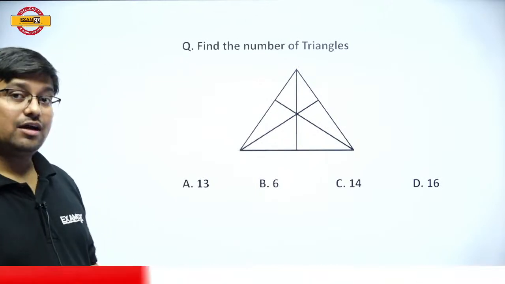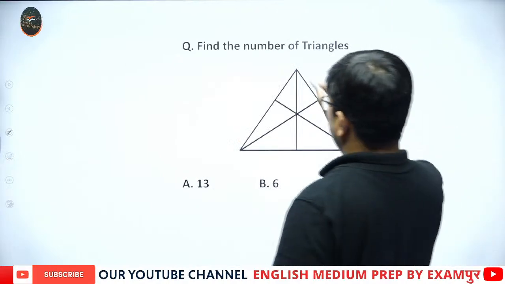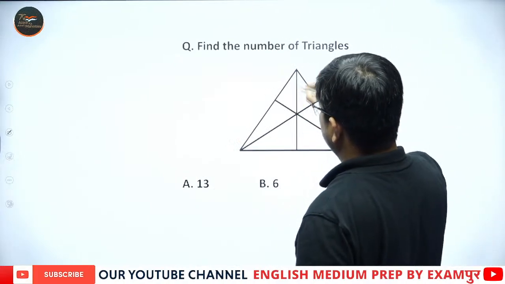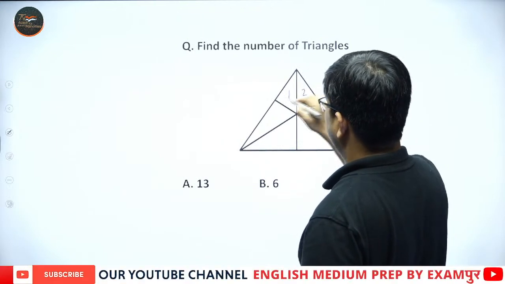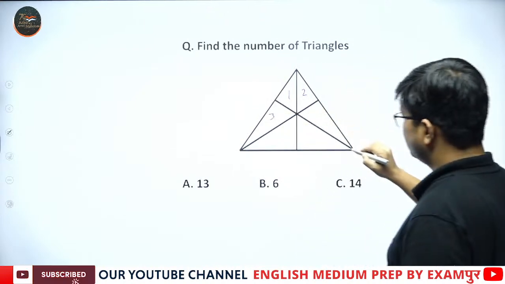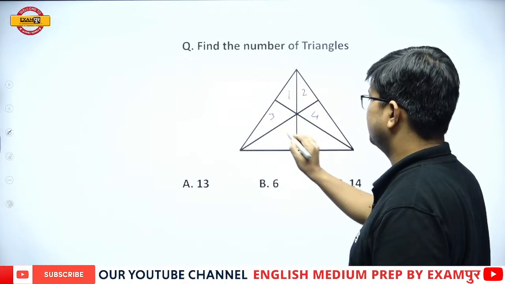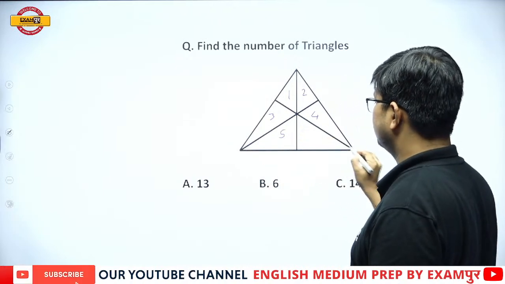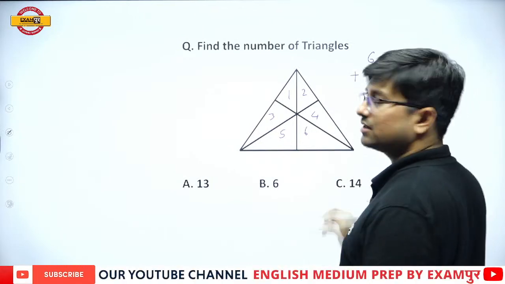Okay, now see how to calculate the number of triangles over here. 1, 2, 3, 4, 5, 6. So 6 triangles are already there.